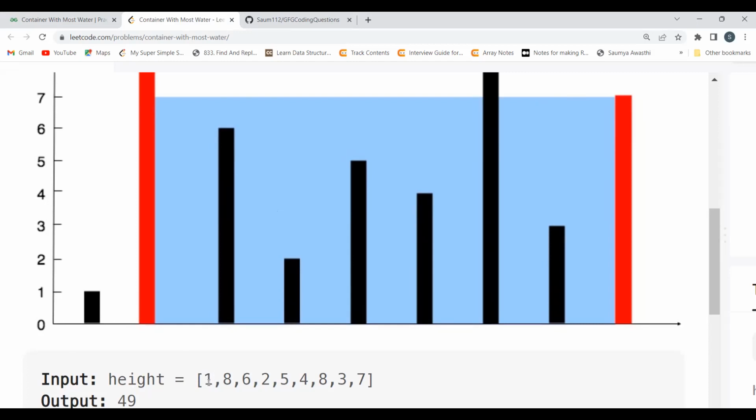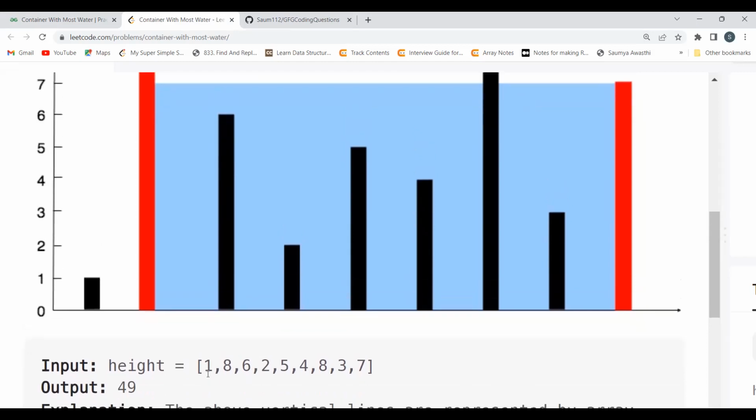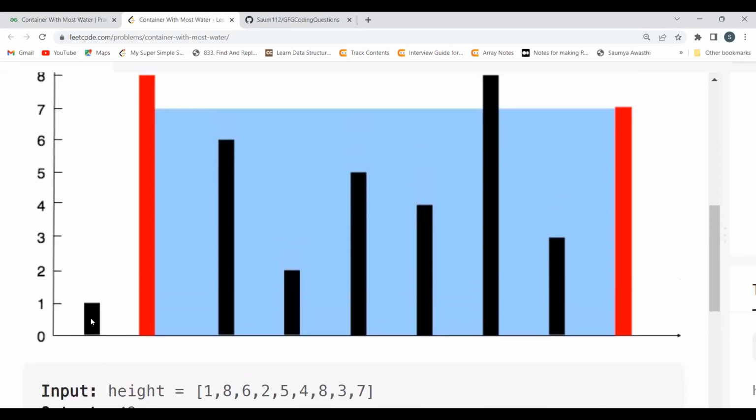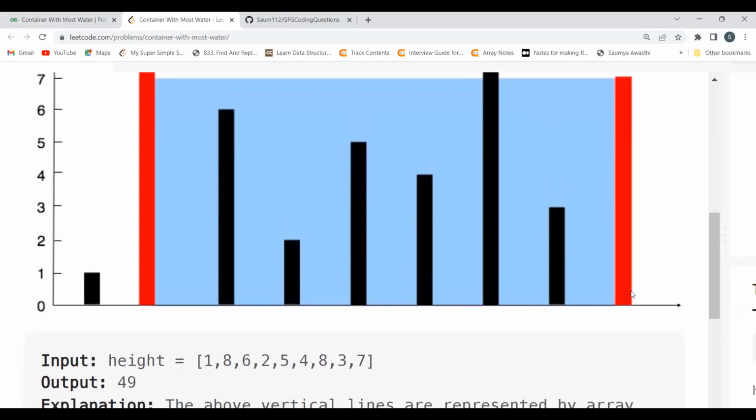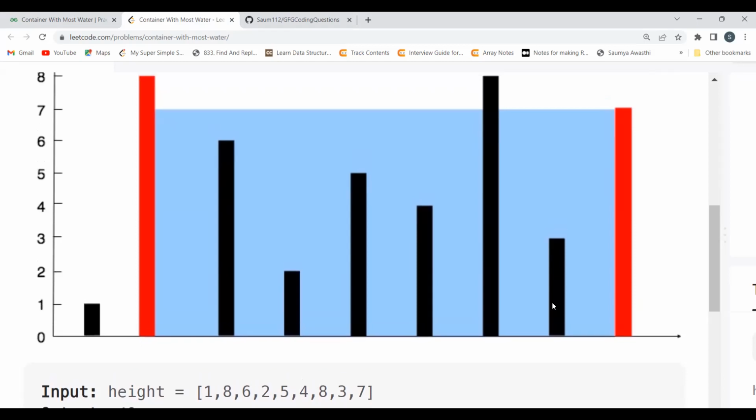If I ask you what would be the area, so 1 into 8, that is 8 is going to be the area, right? Now if we are taking this pair, we got 8 as the area. Now just think about it, how will we be exploring further, how will we be checking the further possible combinations? Should I decrease the value of right pointer or should I increase the value of left pointer?